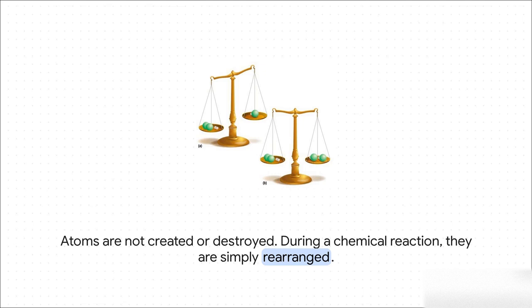So why is the mass always the same? Well, this slide shows you the secret. Atoms aren't created or destroyed in a reaction. They are simply rearranged. They're just shuffled around into new combinations, like a deck of cards. The atoms you start with are the very same atoms you end with, they're just holding new hands.